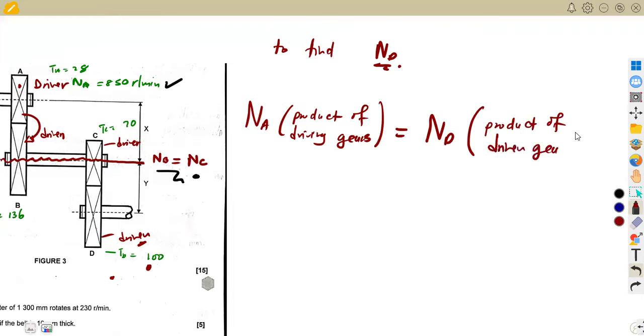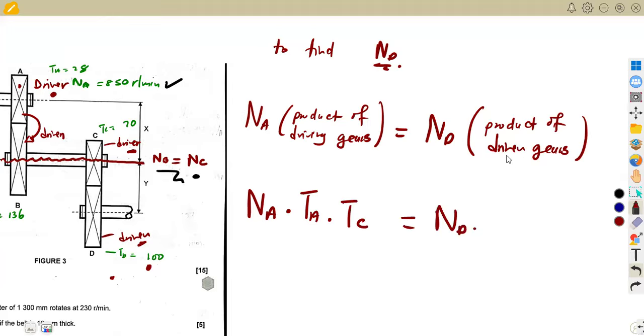What does it mean? It means NA times the number of teeth on the driving gears. What is driving? The driver, it's A, so you talk about TA. Which else is the driver? C, it's also the driver, so you talk about TC. It must be equal to ND times the product of the driven. What is driven? B is the driven, so it's TB. What else is driven? D itself, which is TD.